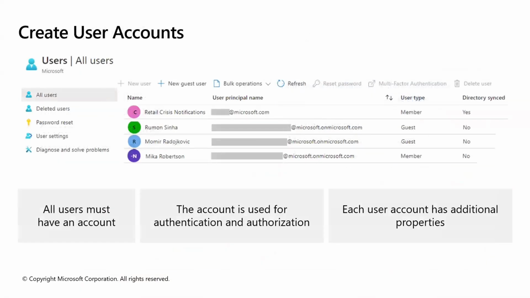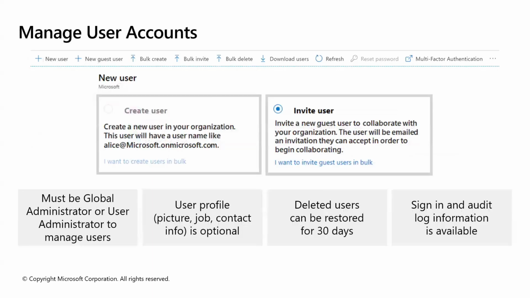Now I've already shown you this as well. You know how a user is created, what is a user account. The account is used for authentication and authorization. Each user account has additional properties such as first name, last name, phone number, email ID, country, department, all these things. Now let's talk about groups. What kind of groups you have?